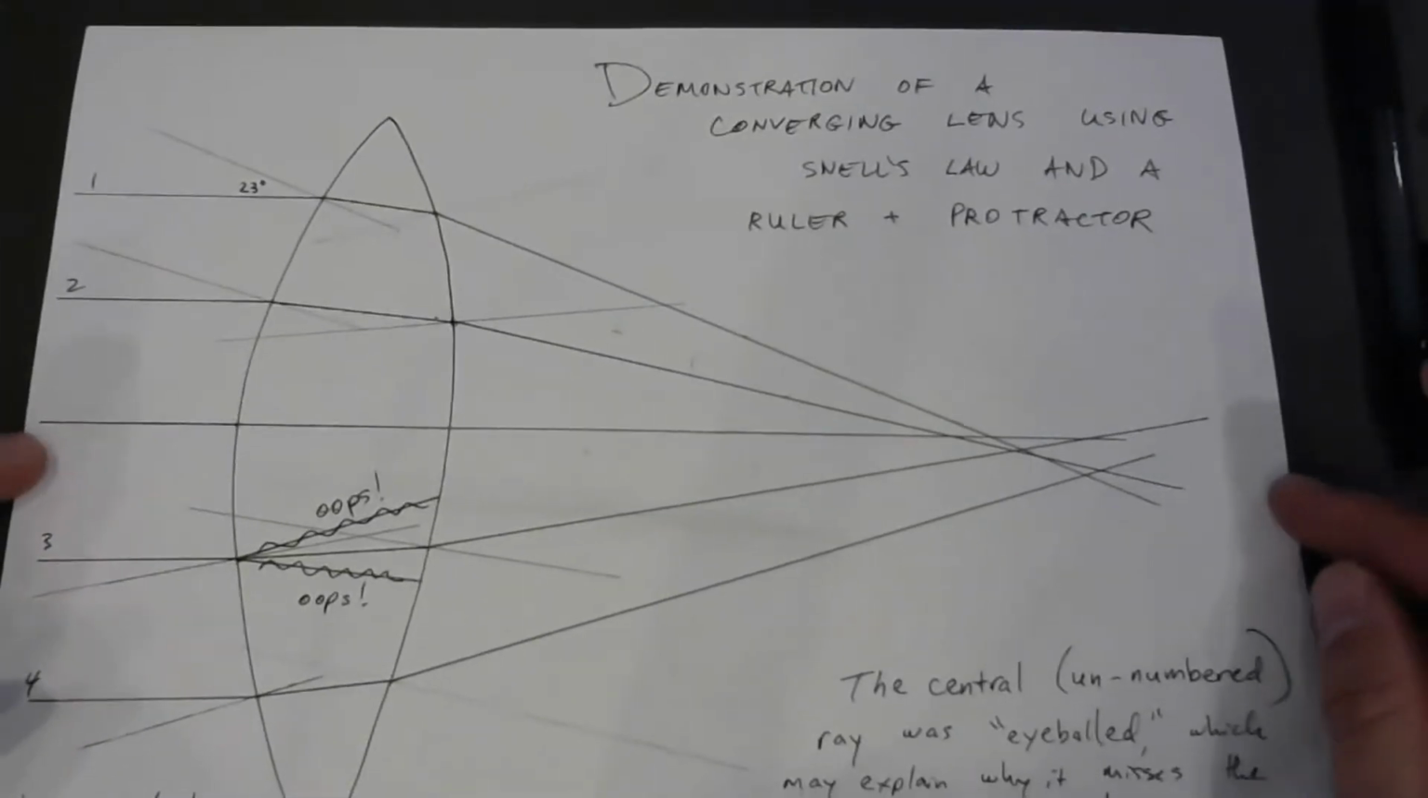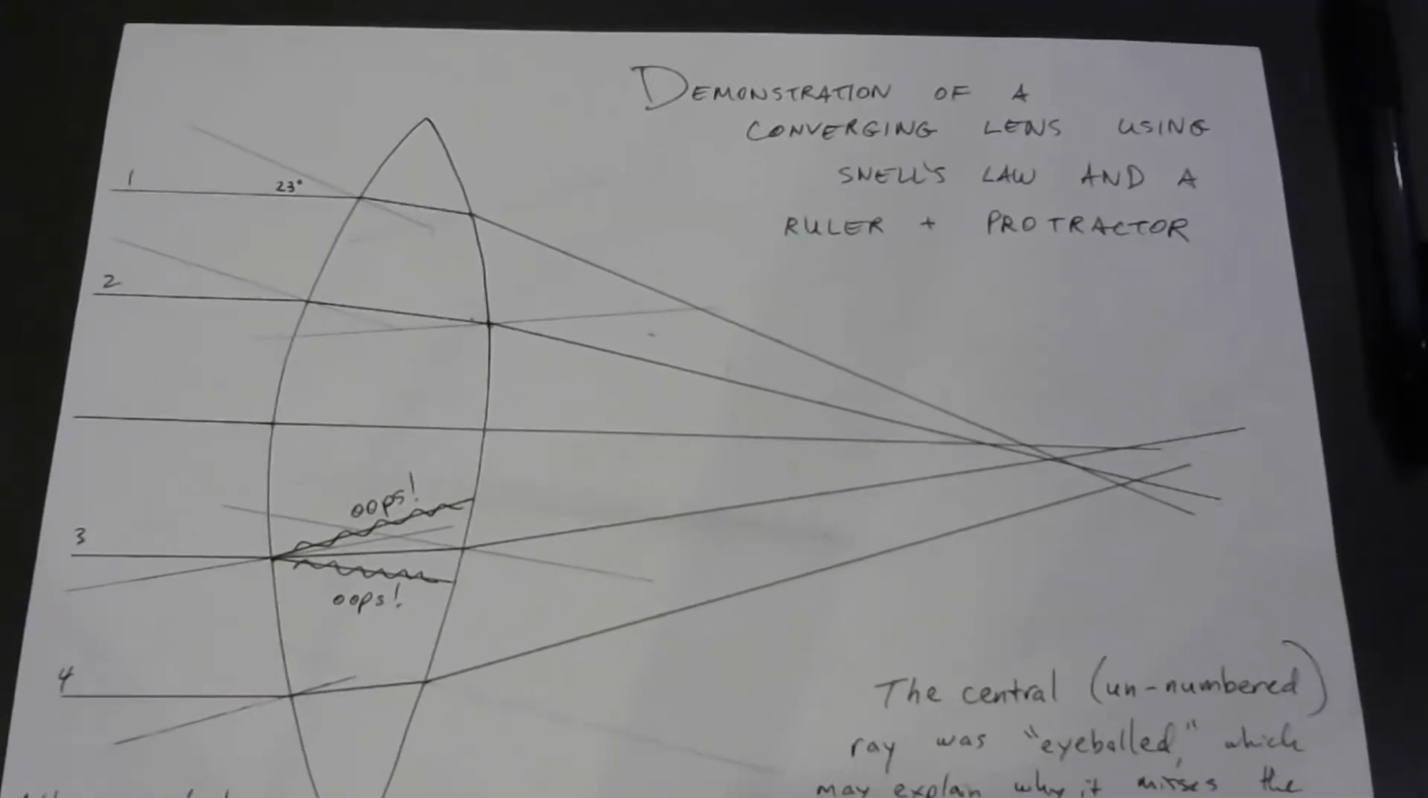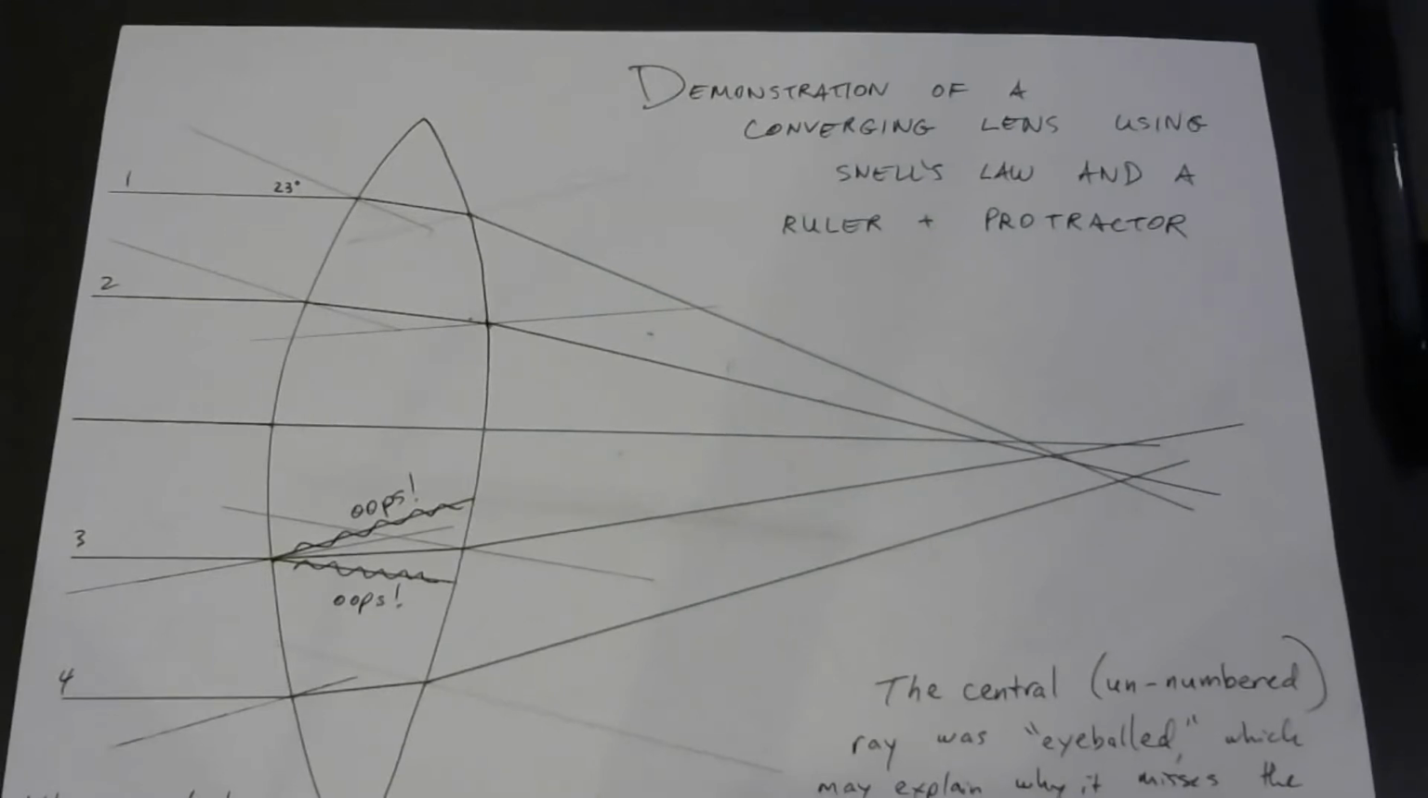I mentioned that you could use a ruler and a protractor and Snell's law to more convincingly demonstrate the behavior of a converging lens, and I challenged somebody in the class to do so. I still hope I get some responses to that, but here's my rushed attempt.